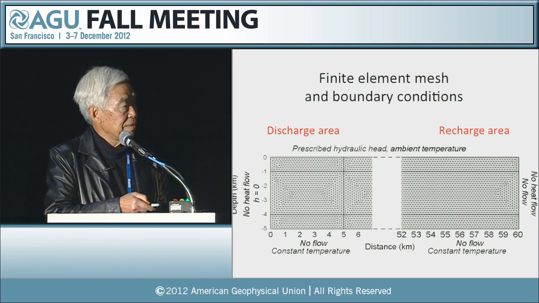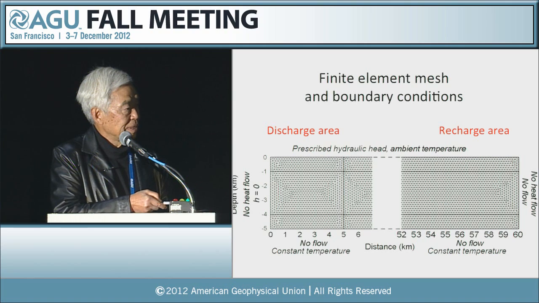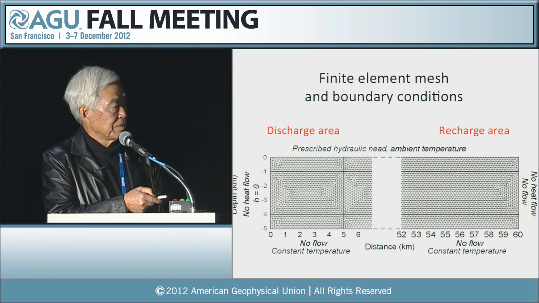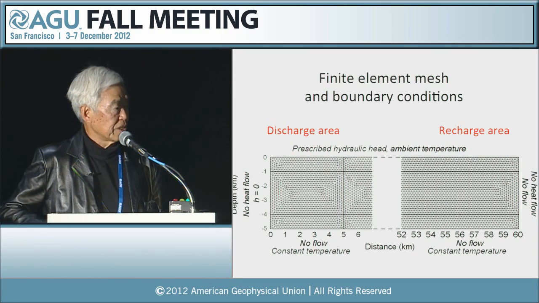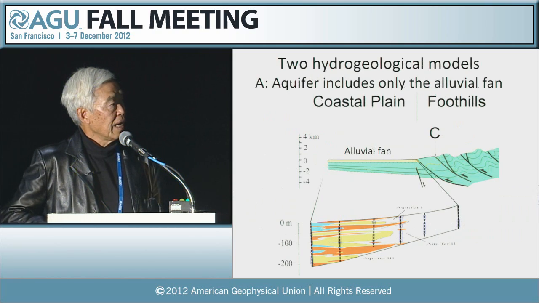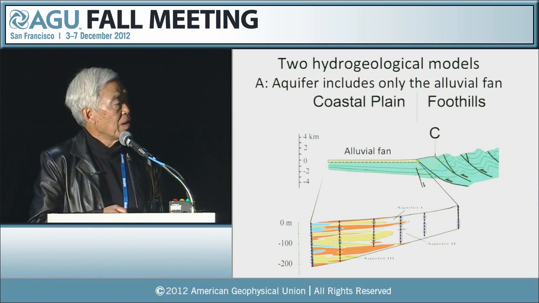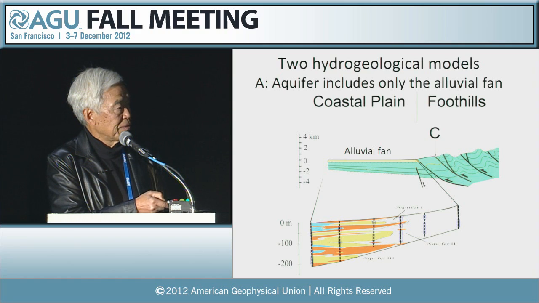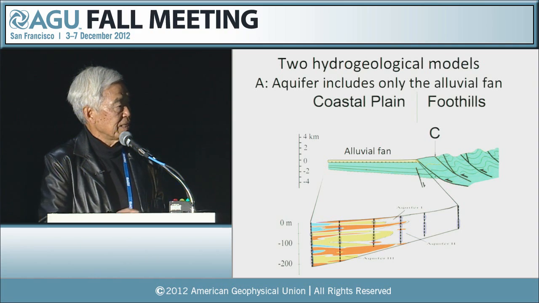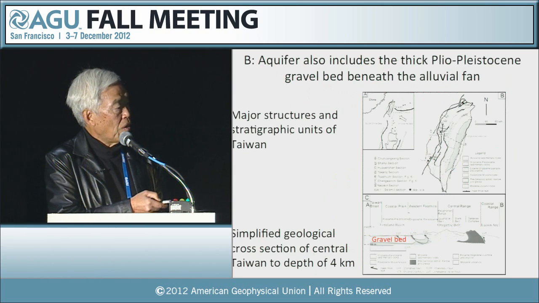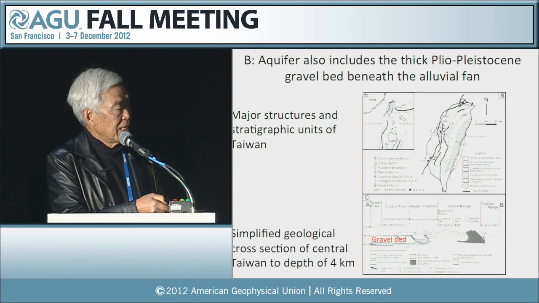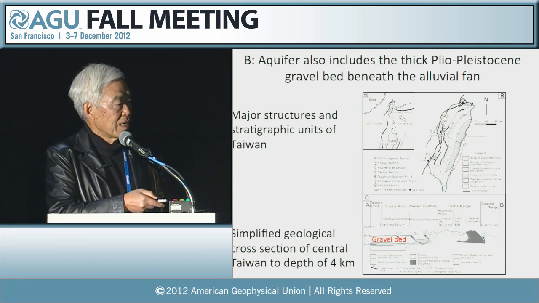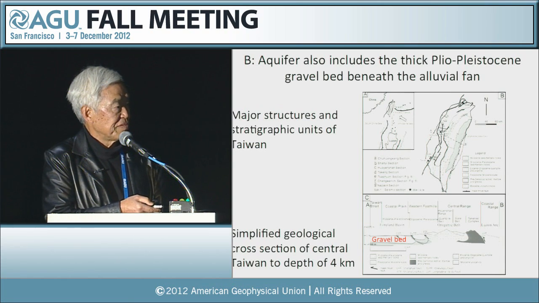So here we have the recharge area, and here we have the discharge area, separated by a distance of 60 to 80 kilometers. And here we also show the boundary conditions on each boundary. And we have 2 hydrological models. One includes only the alluvial fan in front of the ruptured fault, marked by C here. The other model includes also the very thick gravel bed deposited at the time of the Pleistocene, when the mountain building in Taiwan was ongoing, in the aquifer.